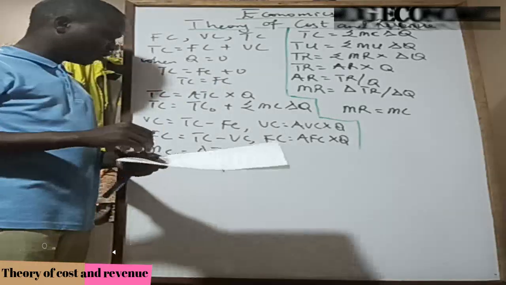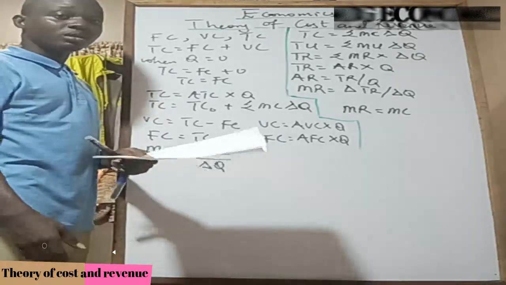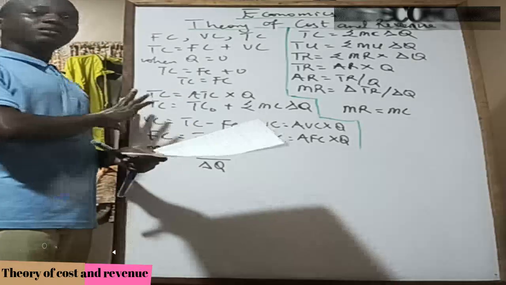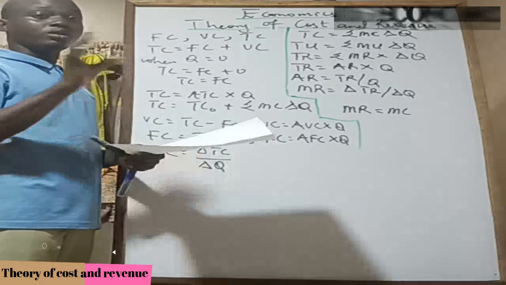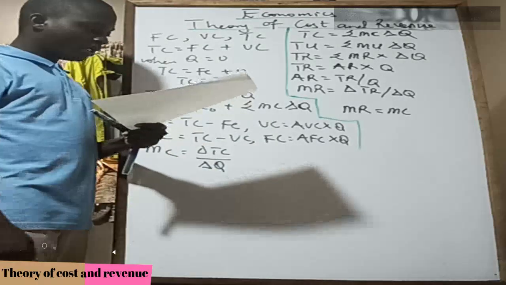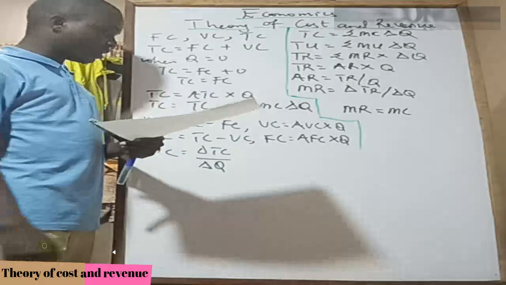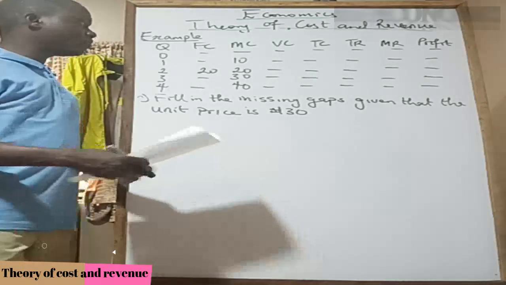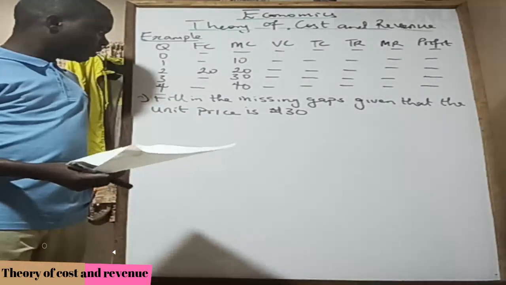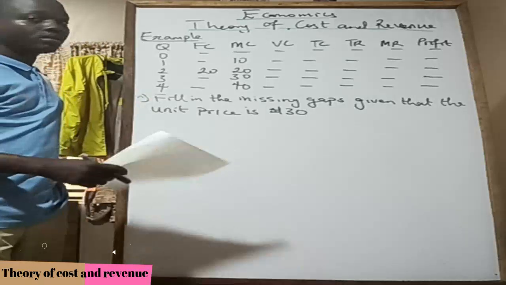I don't want to dwell too much on that because you will learn more about it in market structures and all of that. So I want you to write this formula in your notes, because we will begin to apply some of them in a question that we're about to treat now. We have this on the board, and you on your screen. Fill in the missing gaps, given that the unit price is 30 naira.